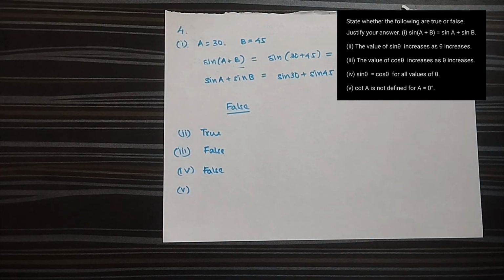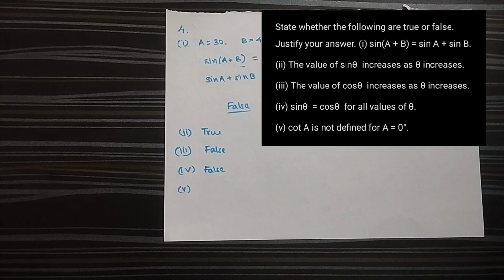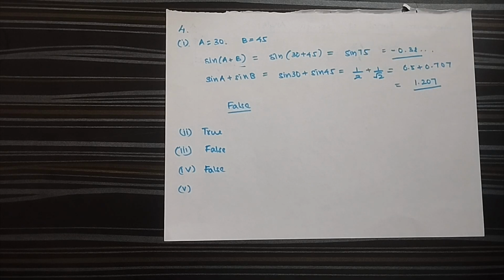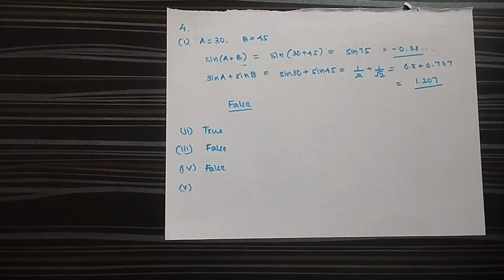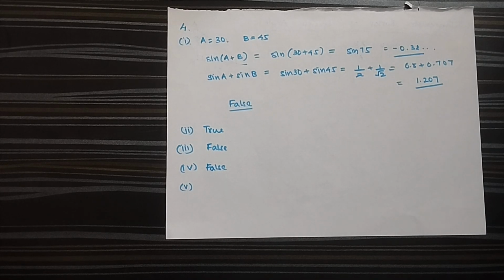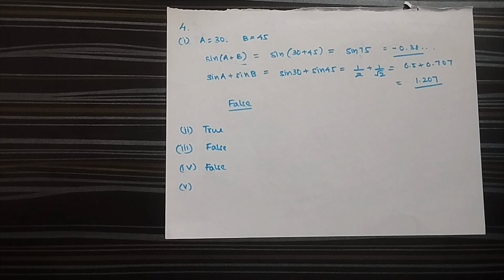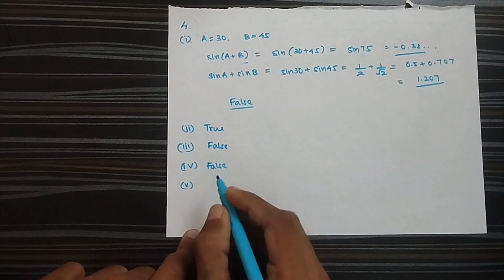Fifth sub question. Cot A is not defined for A equal to 0. That is true, because cot 0 is undefined, as cot is cos by sine. Cos 0 is 1, sin 0 is 0. So cos 0 by sin 0 would be 1 by 0. 1 by 0 is not defined. So hence that statement is true.